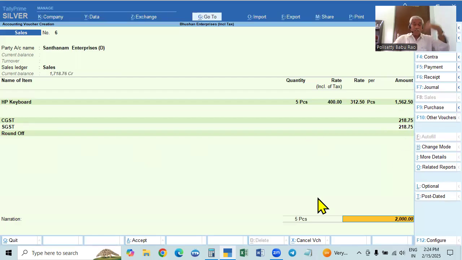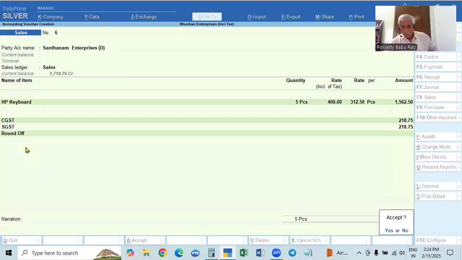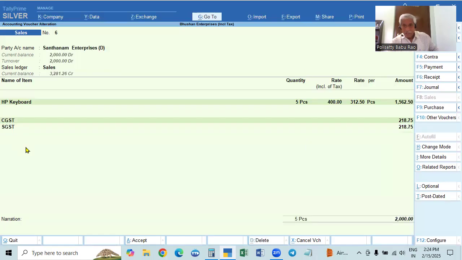In the previous videos we learned buy one get one free, so zero value transactions. Here there is no value, so this will disappear. If you accept, bill number 2000, 2000, 2000. If you go page up, the same invoice will come. See, round off is disappearing, because there is no value. So like this, we calculate.